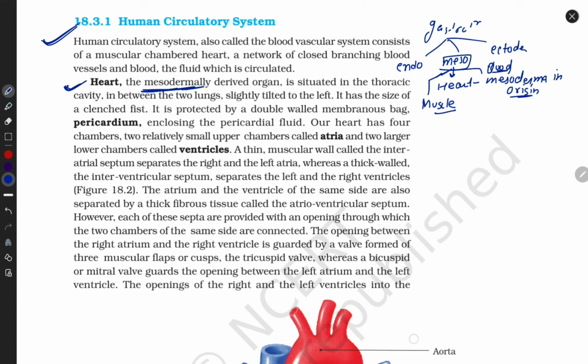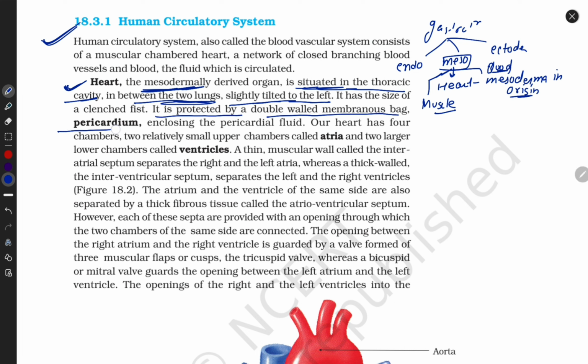Where is the heart located? The heart is situated in the thoracic cavity, or chest, covered with ribs. It is located between the 2 lungs and slightly tilted to the right side. Not totally on the left side. It's still tilted. Now it is protected by a double walled membrane bag.